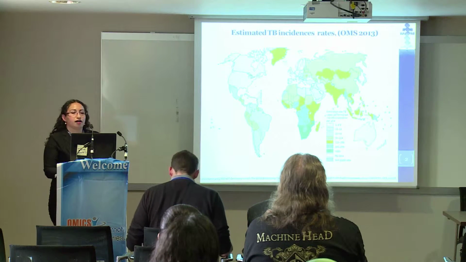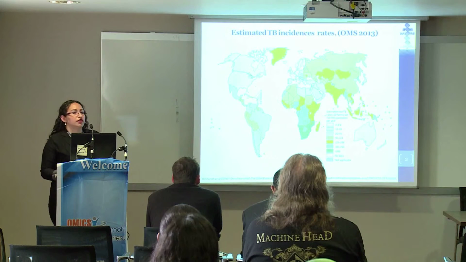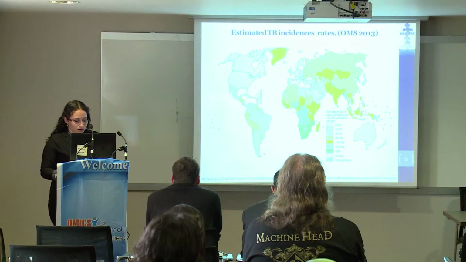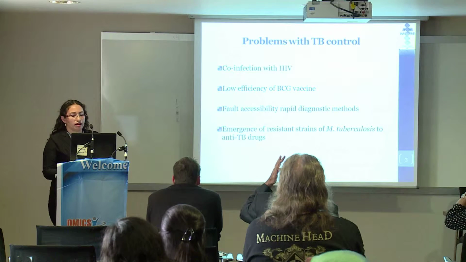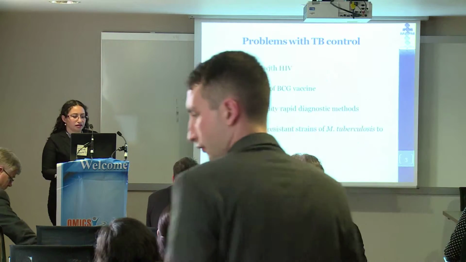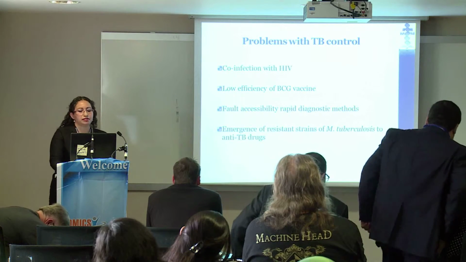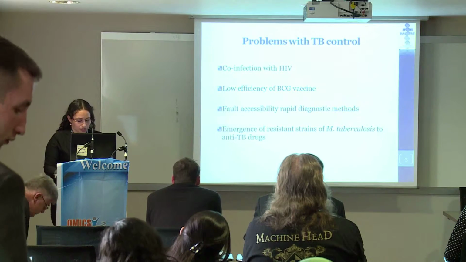So, if we have a vaccine and we have drugs available to treat TB, what is the problem with this disease? We need to find new compounds for the treatment of tuberculosis. Some problems with TB control are co-infection with HIV, low efficacy of the BCG vaccine, limited accessibility of rapid diagnostic methods, and the emergence of strains of tuberculosis resistant to anti-TB drugs.